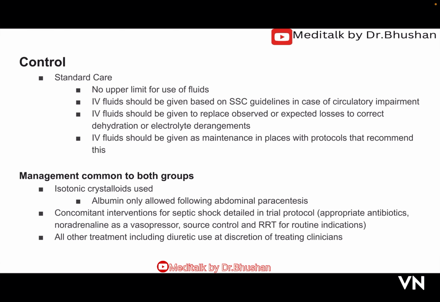Control group: standard care, with no upper limit for use of fluid. IV fluid should be given based on Surviving Sepsis guidelines. In case of circulatory impairment, IV fluid should be given to replace the observed or expected losses, to correct dehydration and electrolyte derangement. IV fluid should be given as maintenance, as per protocol with a recommended dose.